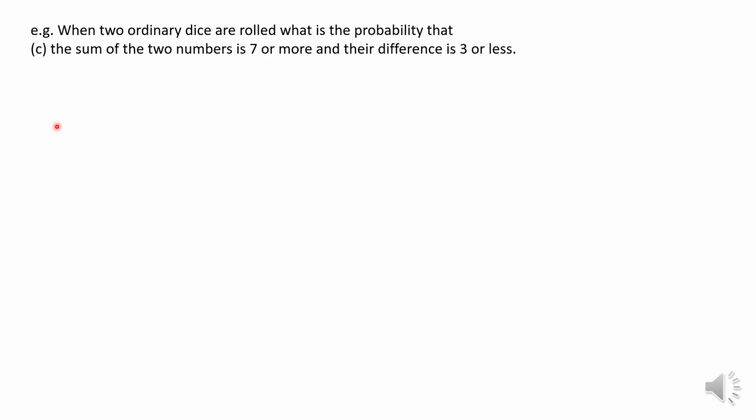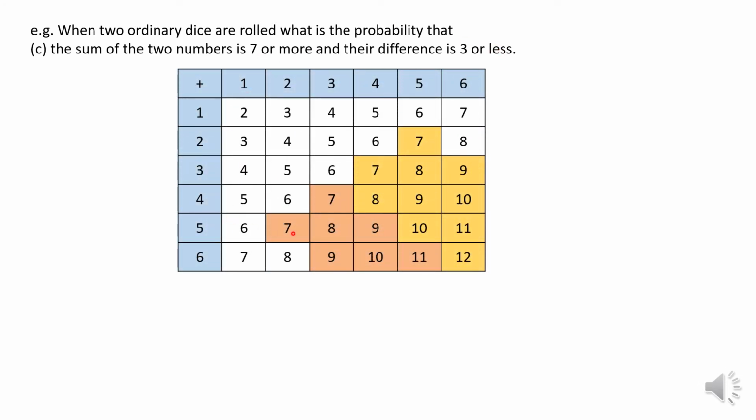If we look at the C part also, this one says the sum of the two numbers is 7 or more, and their difference is 3 or less. Again, it's a little bit tricky, so you have to think about when you are adding the two numbers. When you look at 3 plus 4, for example, the 7 that I have down here, and if you take the difference between the numbers, you realize that 5 minus 3 is 2, 5 minus 2 is 3, and 6 minus 3 is 3. So these ones make sense, and also the other ones on here.